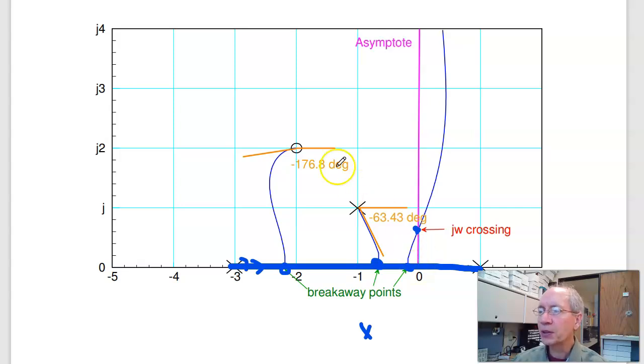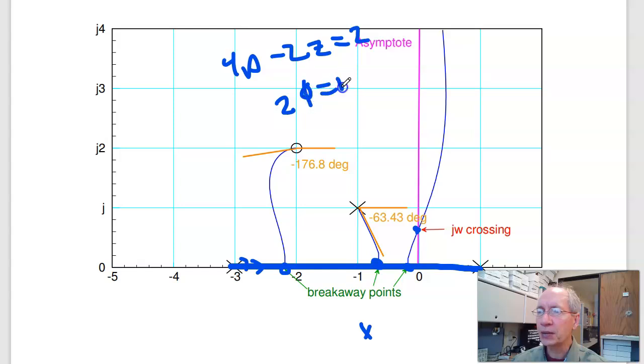The number of asymptotes: we've got 1, 2, 3, 4 poles, minus 2 zeros, gives you 2 extra poles. So the equation is 2 times theta is 180. Solve for theta. So the asymptotes are at ±90 degrees. And the hard one, calculating the approach angle and departure angle.